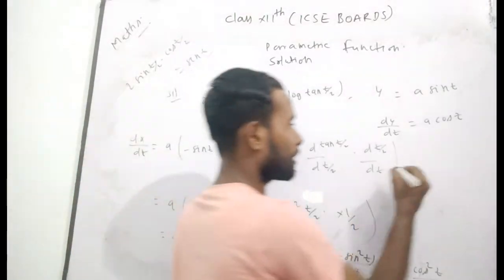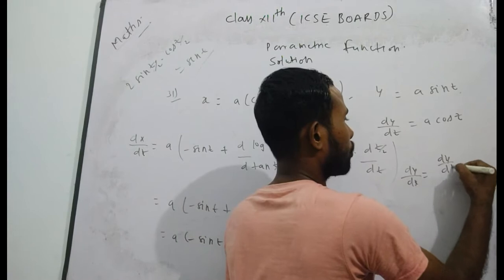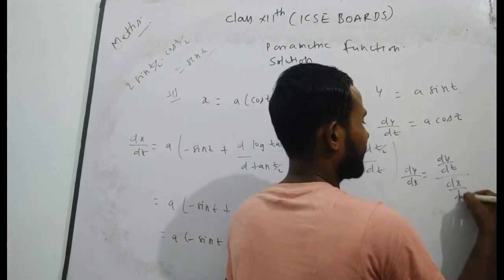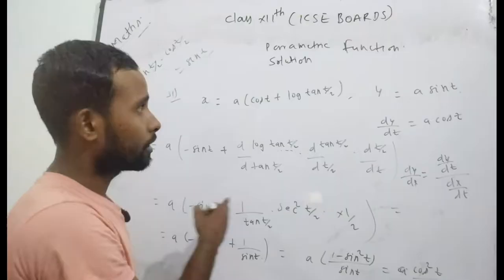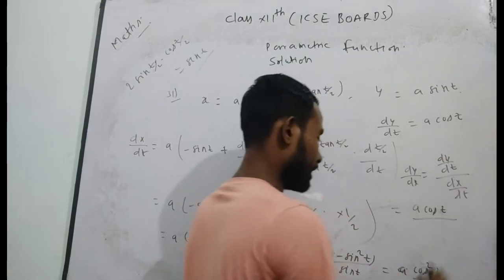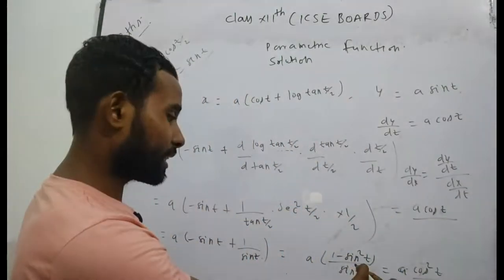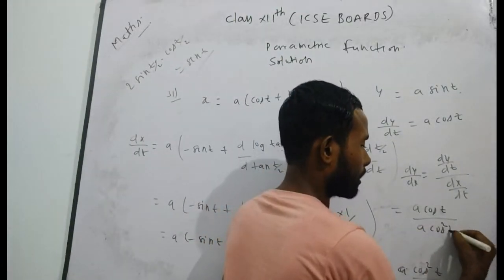Now you have to find dy/dx. As you know, dy/dx is equal to dy/dt divided by dx/dt. Now dy/dt is a cos t, so I write a cos t divided by dx/dt. dx/dt is a cos square t by sin t. Right here, a cos square t by sin t.